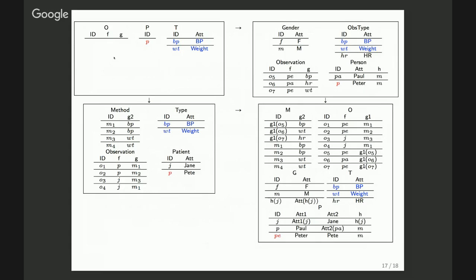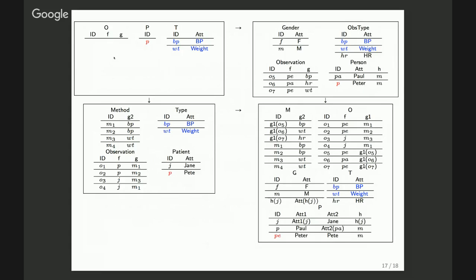So here we have 2 patients, Jane and Pete, and our controlled vocabulary for types of observation is just blood pressure, that's BP, and weight. In the upper right there is a similar schema, or an instance on the other schema that has a similar kind of data.